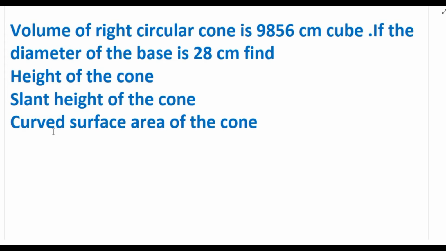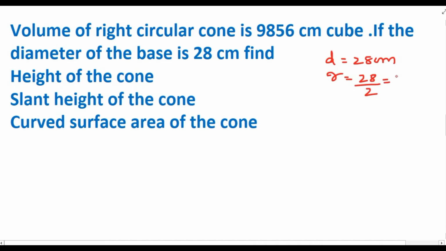Now next question, volume of right circular cone is 9856 centimeter cube. If the diameter of the base is 28 centimeter, radius will be 28 divided by 2, 14 centimeter. We need to find three things. First is height, second is slant height, third is curved surface area of the cone.